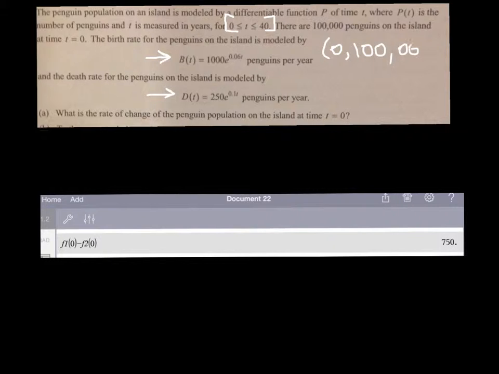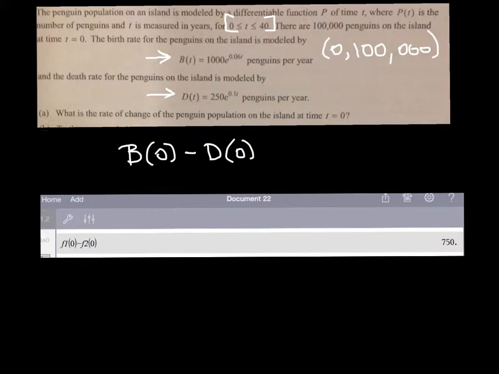Okay, now let's answer the first question. Part A says, what is the rate of change of the penguin population on the island at time t equals 0? So basically we're going to go b of 0 minus d of 0.